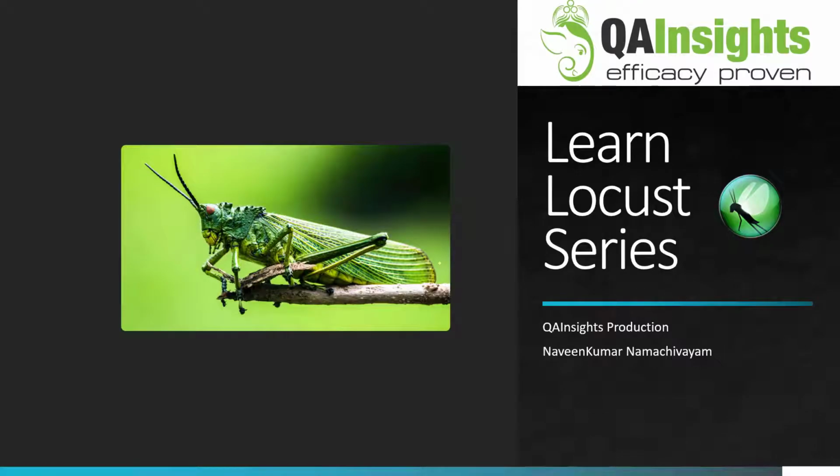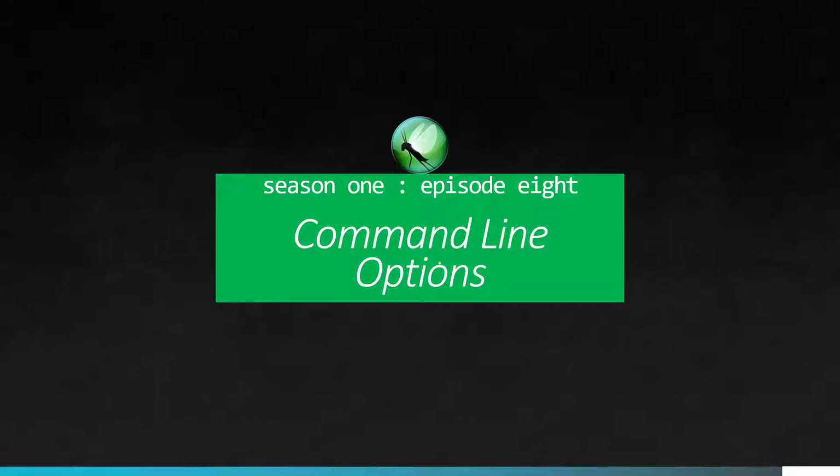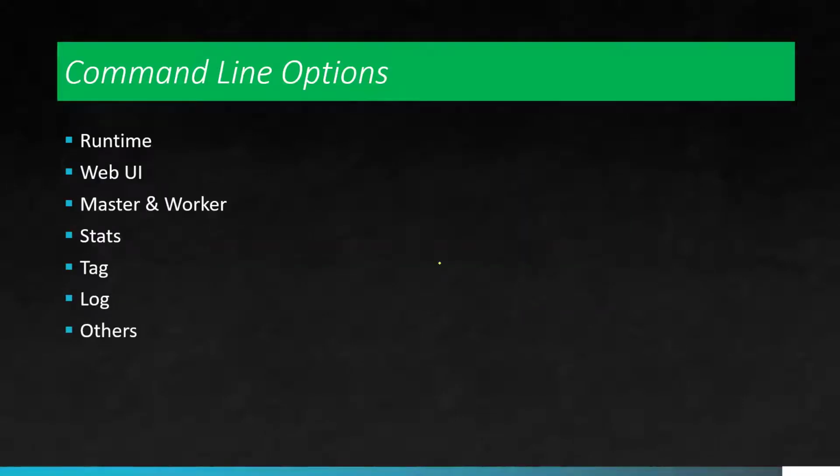Welcome to Learn Locust series. In this season 1, episode 8, we are going to see about command line options in Locust. There are a variety of commands available in Locust which will help you to achieve CI/CD and to automate your Locust script execution. To execute your Locust script, you can leverage the runtime command line options.